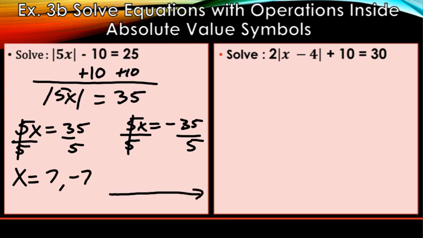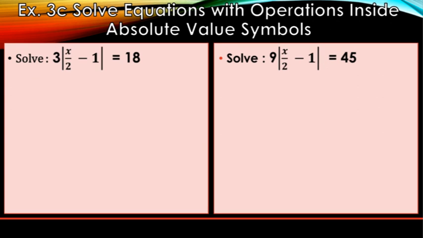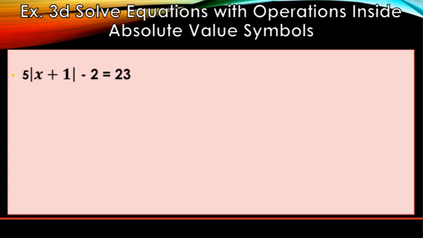Use a number line to graph it: 0 in the middle, 7 on the right, negative 7 on the left. Put our points down on 7 and negative 7, and there's your graph. I will let you do the next one yourself. There are some more examples you can work yourself, and one more.